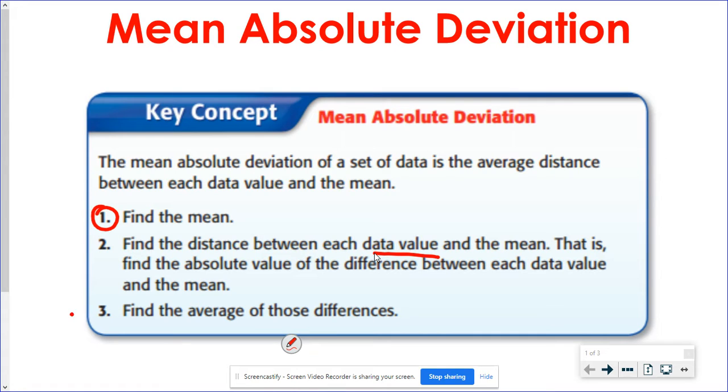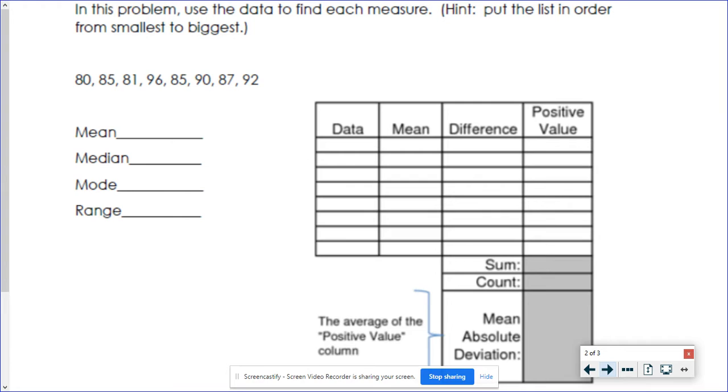So that's this third step. Find the average of those differences. So this is a good place to have a calculator. It's going to be really very helpful for you if you do have a calculator handy. And this is the example problem that's on the back of your worksheet.